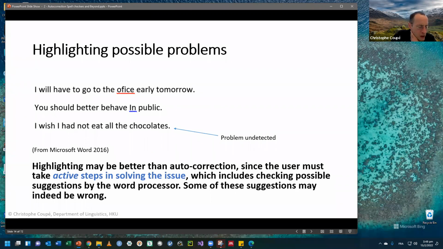So in some cases, you might argue that highlighting like this may be better than autocorrection, because then the user must do something. He or she must take active steps in solving the problem. And that means checking, for instance, possible suggestions by the word processor. And then if you can work with the help of the user, of course, the performance may be better in the end. Because some of the suggestions by the computer may actually be wrong, but the user may well be able to sort them out and then find the right option. So highlighting possible errors, that's a good thing.